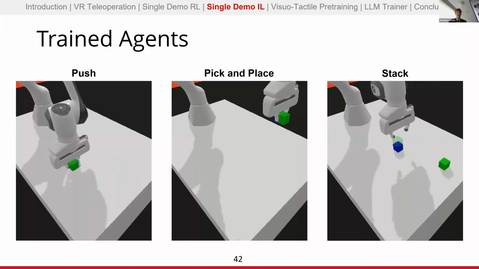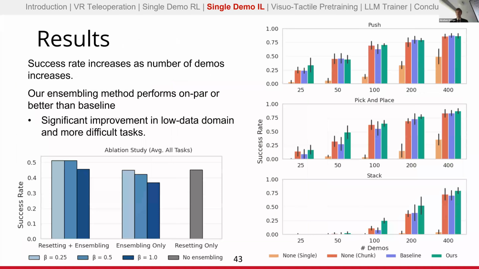And then here are the results from our training across different numbers of demonstrations that were generated. So as we can see, as the number of generated demos increases, our success rate improves. Additionally, we compared our results to baseline, which is the action chunking transformer-based ensembling method, so constant k.